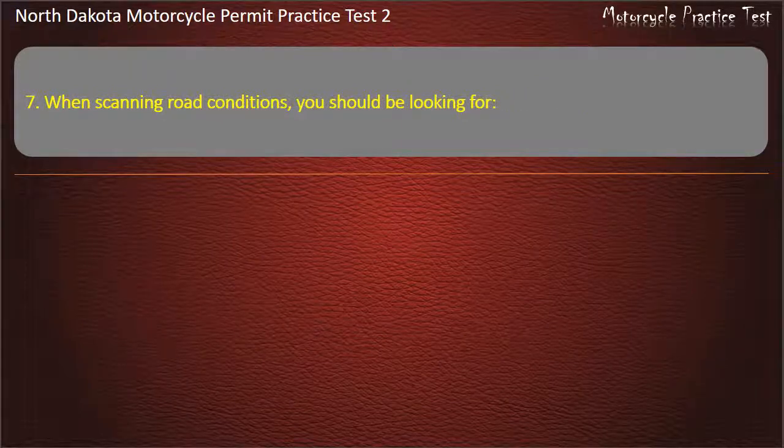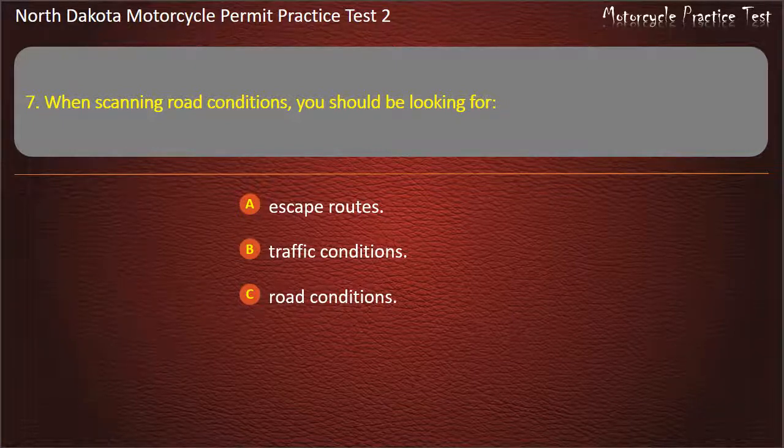Question 7. When scanning road conditions, you should be looking for: Escape routes. Traffic conditions. Road conditions. All of the above. Answer: All of the above.